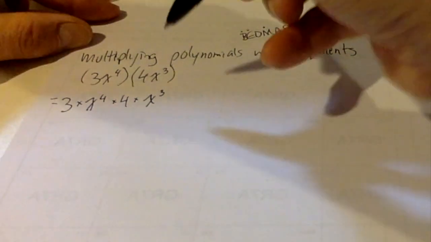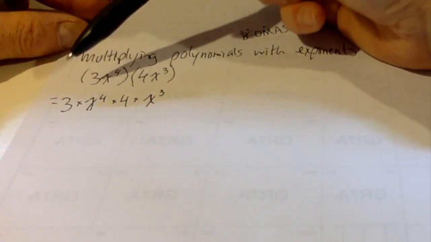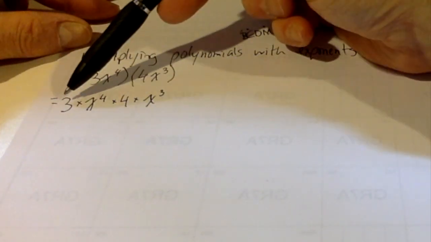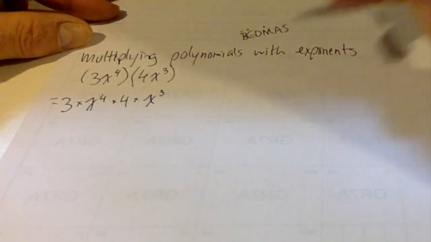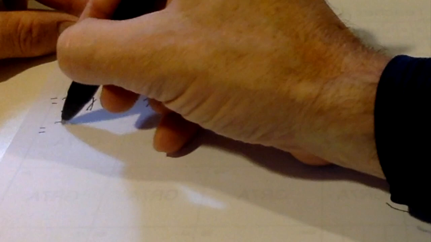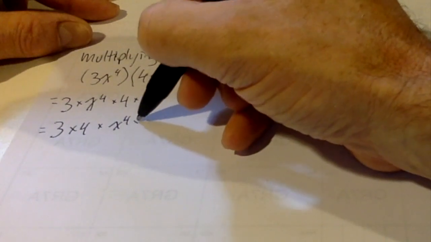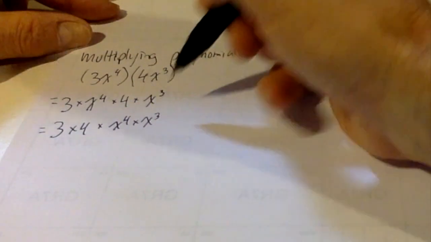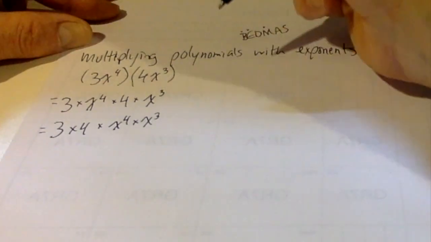From there, just like in previous examples, we want to simplify things for ourselves by breaking out the numbers and putting them together, and then breaking out the variables and putting them together. So that's going to make it 3 times 4 times x to the 4 times x to the 3, or x cubed. And then we start to solve.